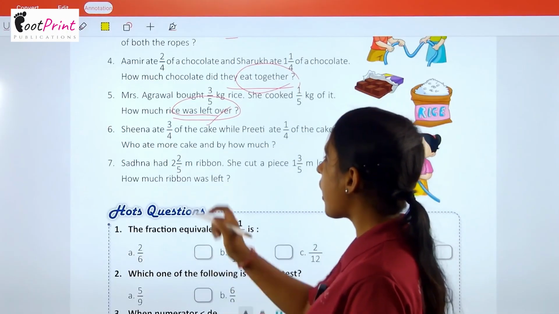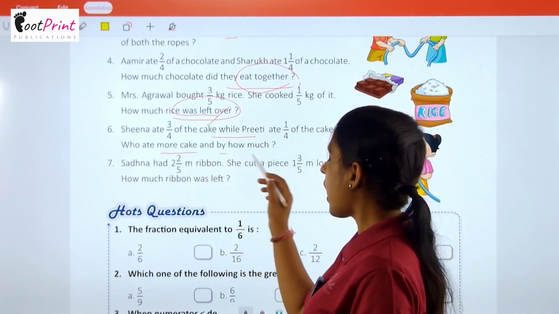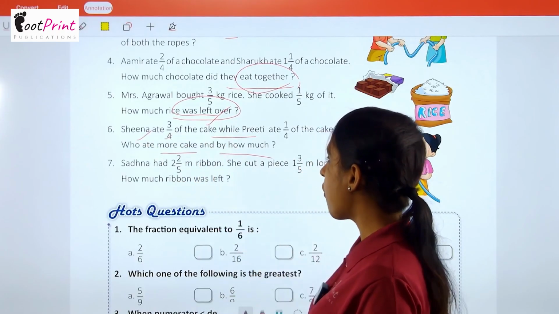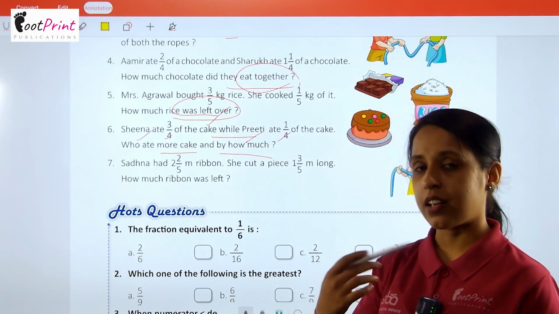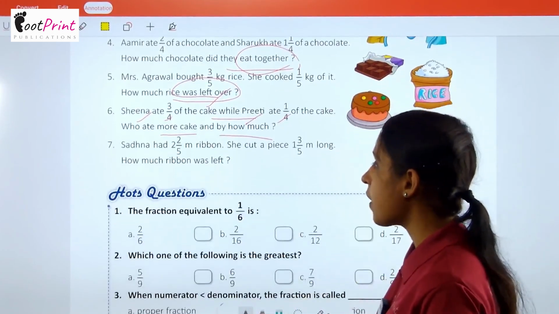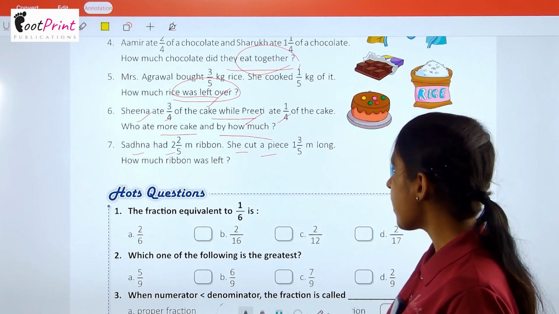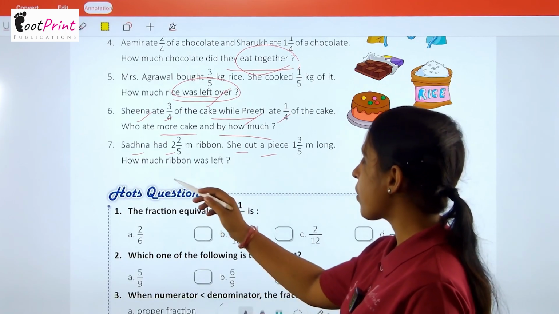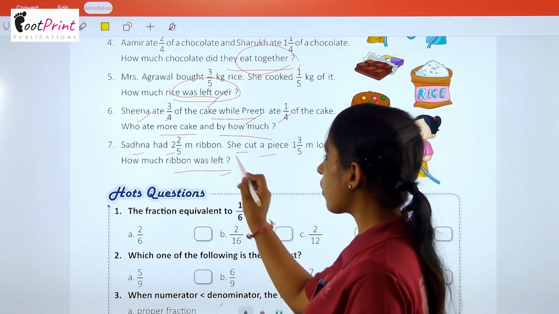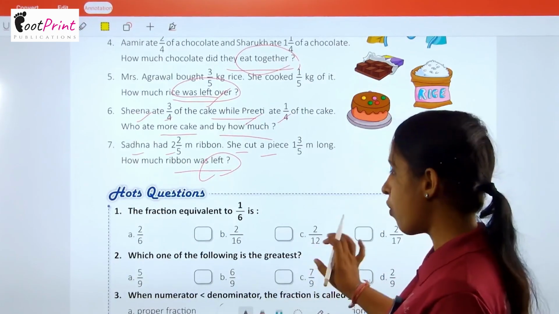Next, Sheena ate 3/4 of the cake while Preeti ate 1/4 of the cake. Who ate more cake and by how much? ऐसा ही question अभी हमने example में किया था। शीना ने खाया 3/4 और प्रीति ने खाया 1/4, और हमें बताना है किसने ज्यादा खाया, तो पहले हम compare करेंगे, then कितना ज्यादा खाया उसके लिए हम subtract करेंगे। Okay, now Sadhna had 2 whole 2/5 meter ribbon. She cut a piece 1 whole 3/5 meter long. How much ribbon was left? अब हमें बताना कितना ribbon बचा, और जब हमें left part बताना होता है तो हम क्या करेंगे, total parts में से जितना use किया वो minus कर देंगे। Now we will move to the HOTS questions.